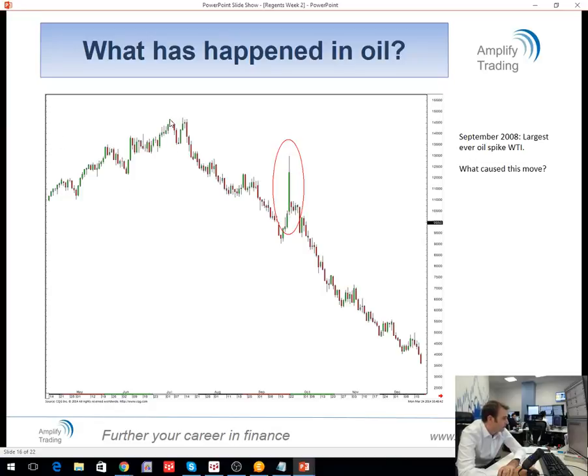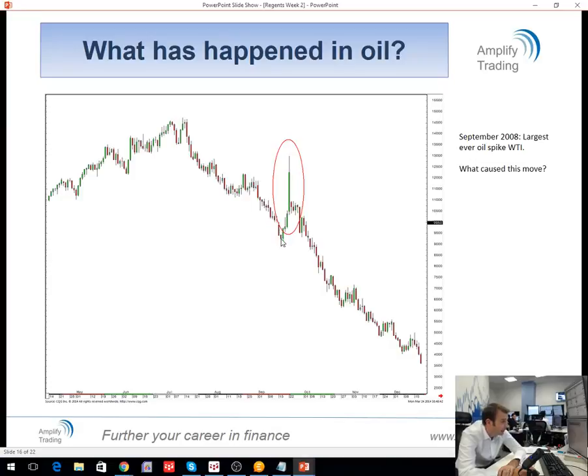Oil was trading at $150 a barrel. It was quite clearly a mispricing of this asset, and we started to move lower. This is September now, 2008. We started to move lower along with the financial crisis. And with this financial crisis, obviously, you had global equity markets dropping like a stone, so oil moving lower.